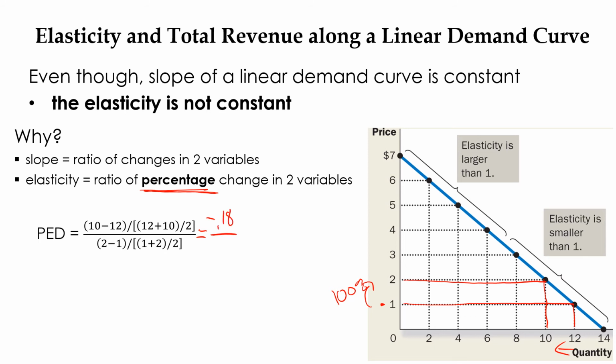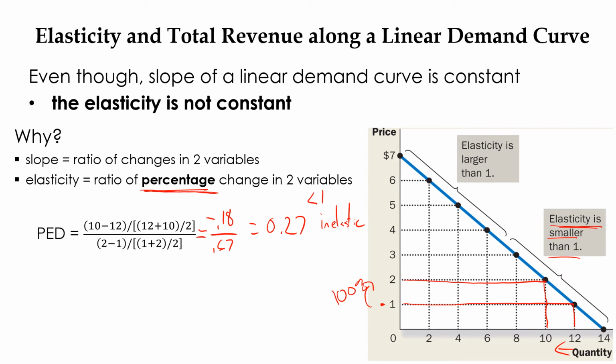We get 0.18 on the top side, and we get 0.67. So that gives us an elasticity of demand of 0.27. Please tell me, is that elastic or inelastic? That's right, it's less than 1, so it's inelastic. And we knew that. It says elasticity is smaller than 1. It is inelastic over there. All right, so that's good.